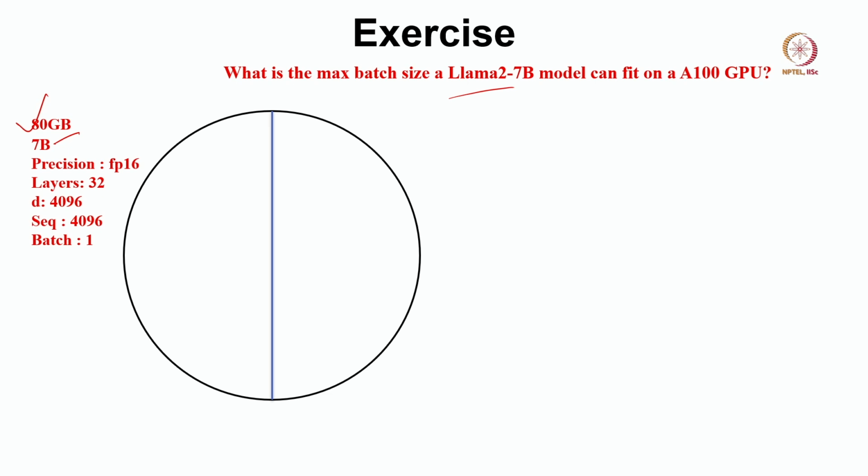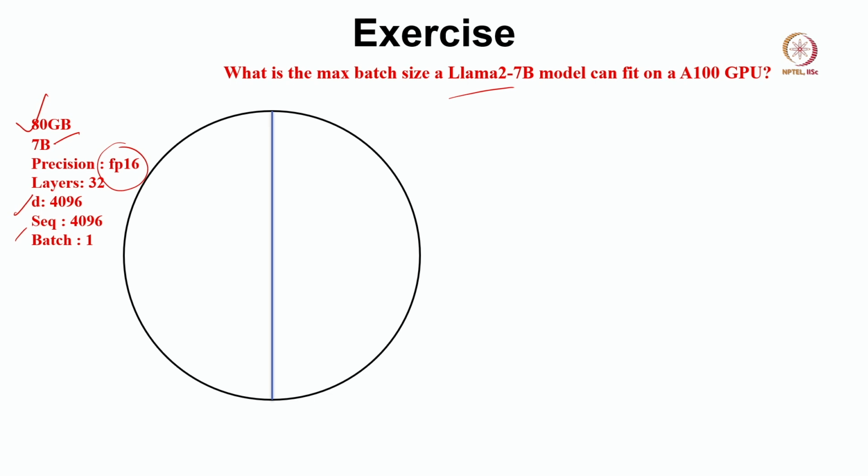Now let us assume that we are talking about 16-bit floating point numbers for all activations and weights. That means the precision is FP16. Llama 2 has 32 layers. Let us also assume that d_model, the embedding size, is 4096 and the sequence length is also 4096.